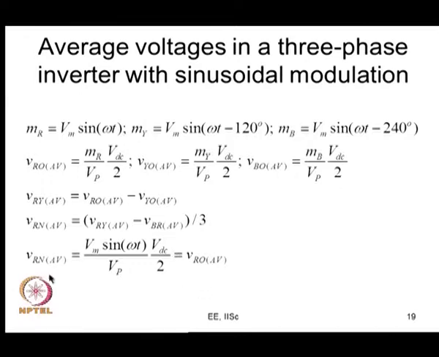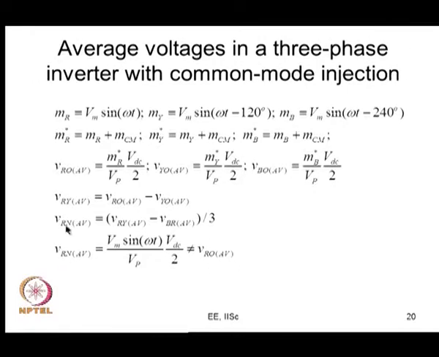What happens if you have common mode added? VRO average will contain the common mode components and VRN average will not contain the common mode components, as we will see now. So, this is a case where common mode has been added. There are 3 phase sinusoidal modulating signals as before, and some common mode signal MCM has been added to all these 3 to get MR star, MY star and MB star. Now, MR star is compared with the carrier to produce the PWM waveform, similarly MY star and MB star. So, your VRO average will be MR star by VP into VDC by 2, but this is valid only as long as MR star is within plus VP and minus VP.